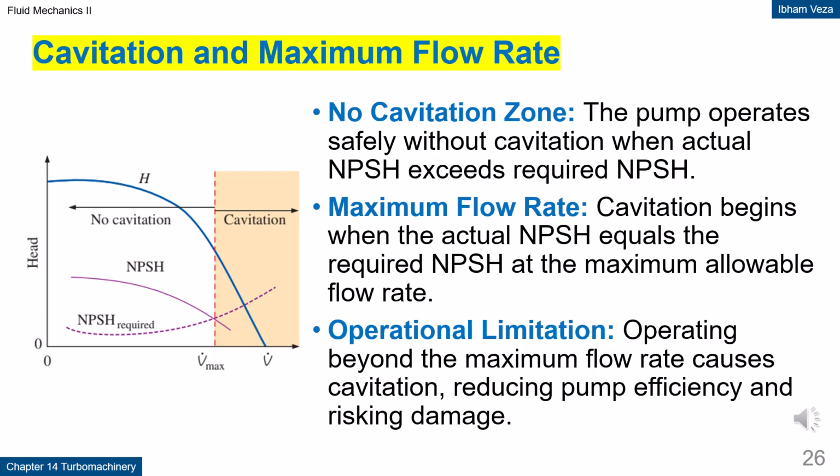Cavitation and maximum flow rate. A pump can operate without cavitation as long as the available NPSH is greater than the required NPSH. At a certain maximum flow rate, these two values become equal and the safe operating limit is reached. If the flow rate is increased beyond this point, cavitation becomes unavoidable. This condition causes performance degradation and risk of mechanical damage. Therefore, the maximum pump flow rate is often limited by cavitation rather than by the motor.